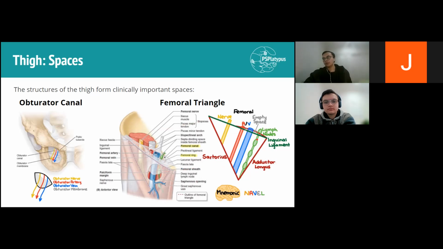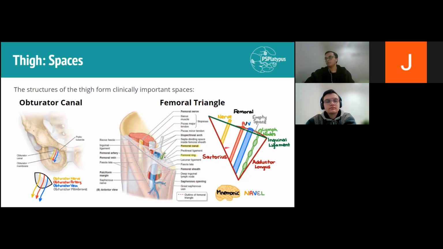And the final thing to remember here as well is that this sheet, which is covering all these structures, is called the femoral sheath, right? And it covers everything here except for the femoral nerve. The femoral nerve is going to be outside that sheath. Just keep that in mind.